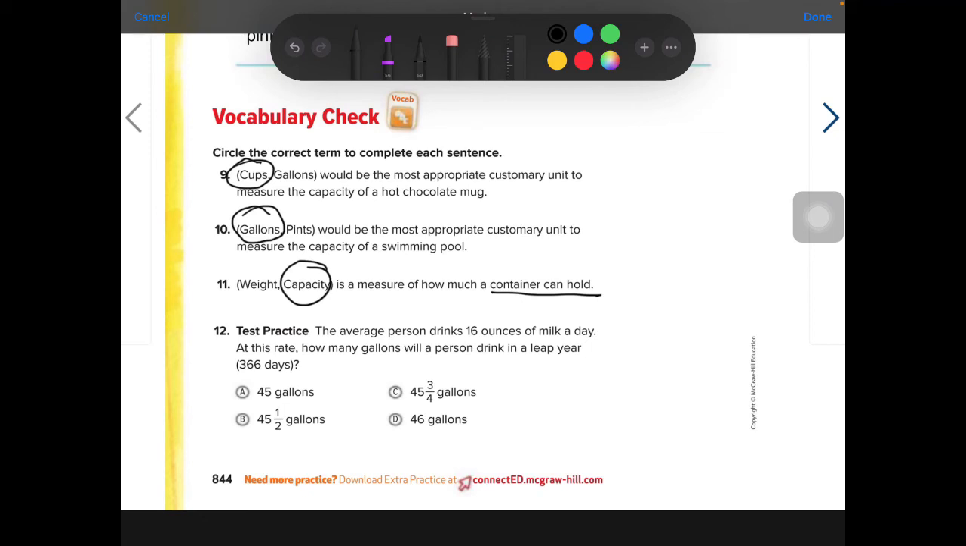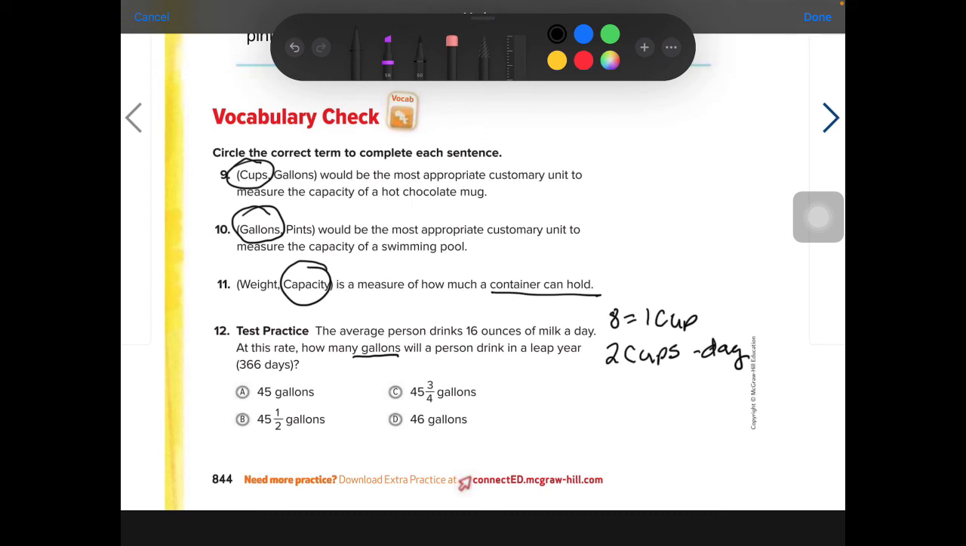An average person drinks 16 ounces of milk a day. At this rate, how many gallons will the person drink in a leap year? 366. Okay, so they want us to think of gallons. So 16 ounces of milk a day. There are 8 fluid ounces in 1 cup, right? So 16 fluid ounces would be 2 cups a day.